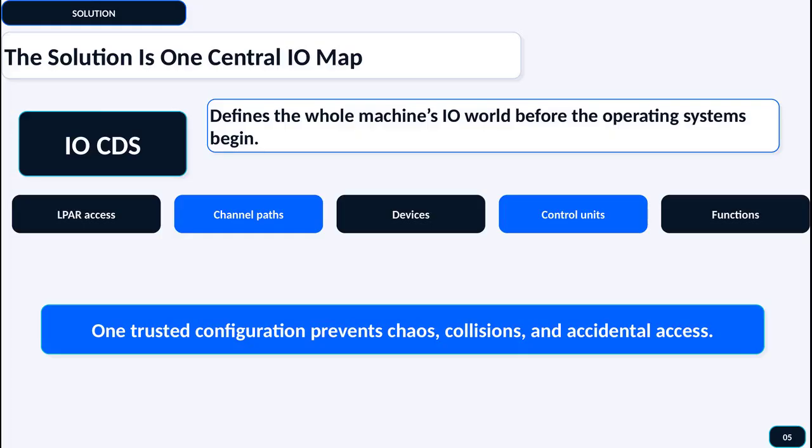The IOCDS is the solution to this scale problem. Think of it like the master map used before opening a huge airport for the day. Before flights begin, gates, routes, access areas, and restrictions must be known. In the same way, the IOCDS is loaded before operating systems start using resources. It defines which partitions exist, which paths are available, which devices can be reached, and which access boundaries must be respected. Without this central map, the shared environment would be exposed to collisions, confusion, and accidental access.